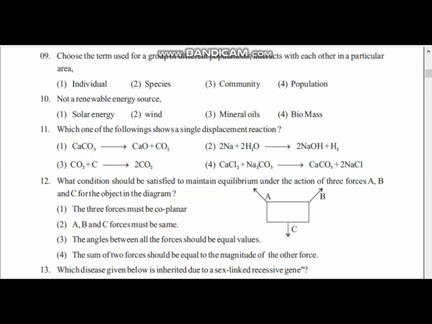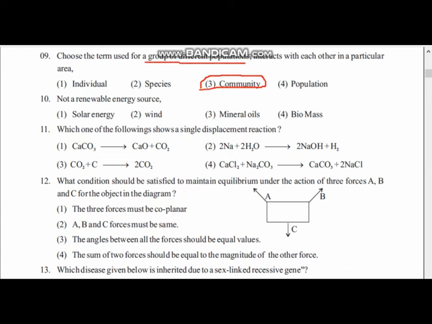Okay, then the ninth one. Choose the term used for a group of different populations interacting with each other in a particular area. So that is the community. Okay, the community consists of different populations.